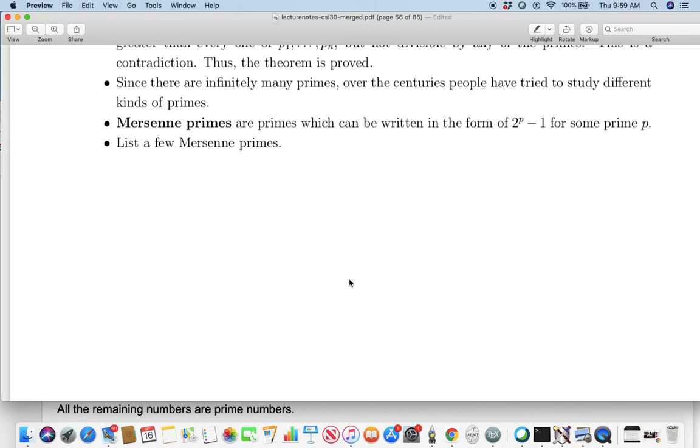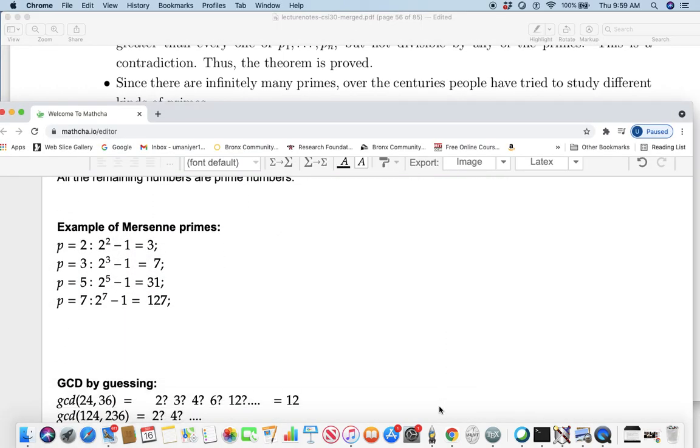So let's list a few Mersenne primes. When P is 2, 2 to the second power minus 1 is 3. That's a prime. So 3 is a Mersenne prime. 7 is also a Mersenne prime: 2 to the third power is 8, minus 1. 3 is a prime. 31 is a Mersenne prime: 2 to the fifth power is 32, minus 1. 127 is a Mersenne prime: 2 to the seventh power minus 1. Okay.